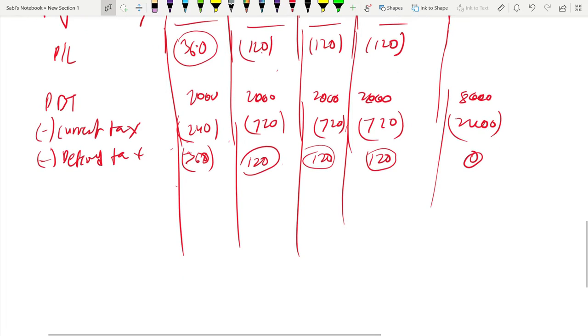You see? So now profit after tax. Just deduct current tax and deferred tax from profit before tax and see.